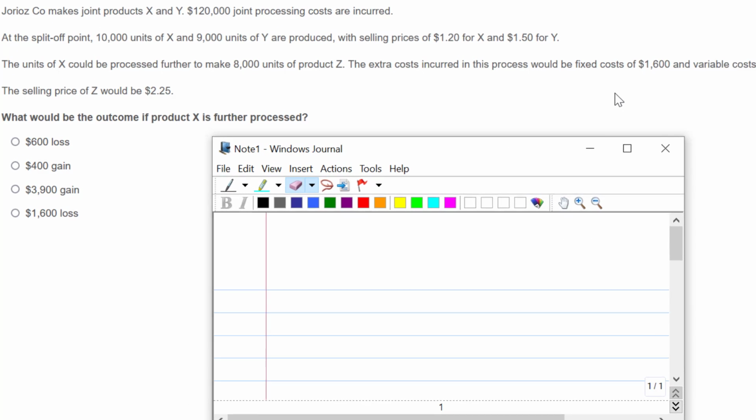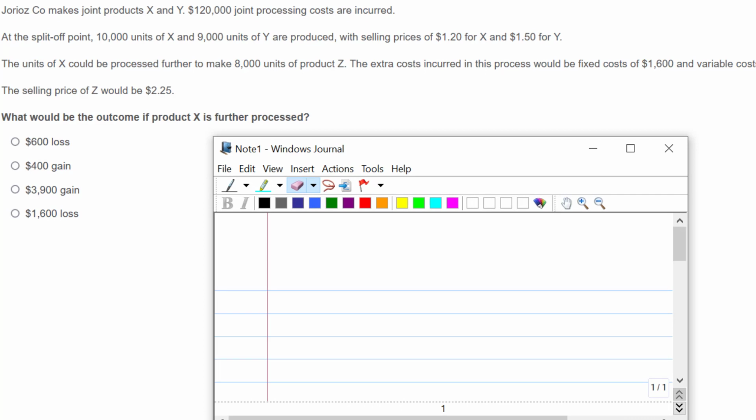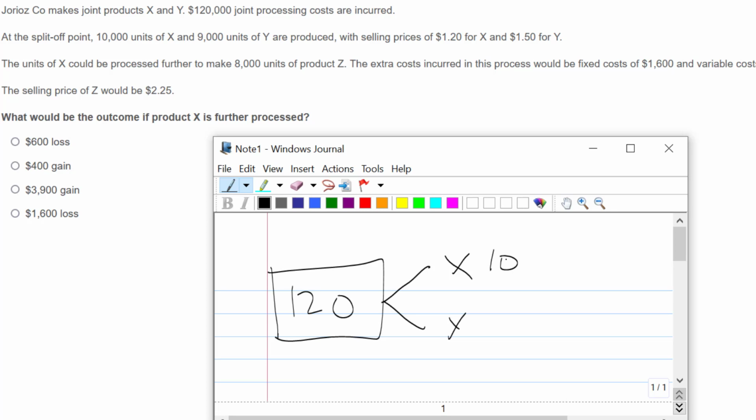So I read the details, and we have a process that costs $120,000 to run, and we get X's and Y's from this process. We get 10,000 X's, we get 9,000 Y's. And we don't care about Y. We're only looking at X in this. And we see the selling price is 1.2 for an X. So we are earning revenue right now of 12K if we do nothing further.